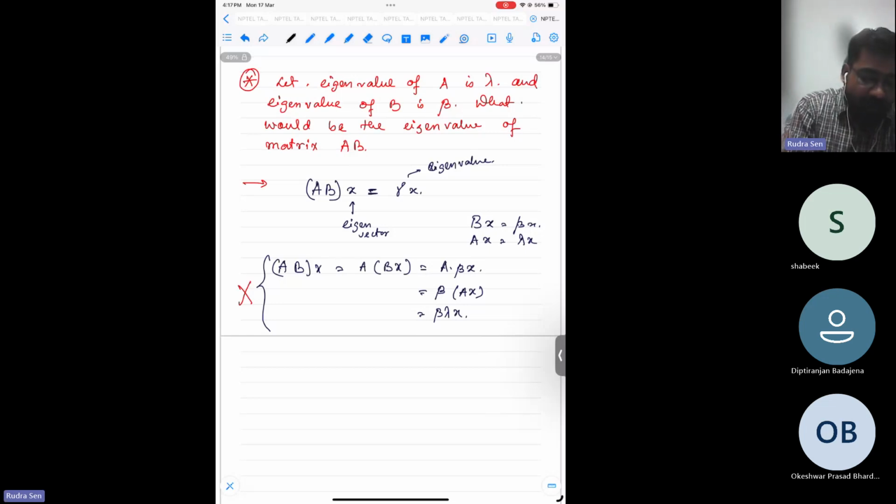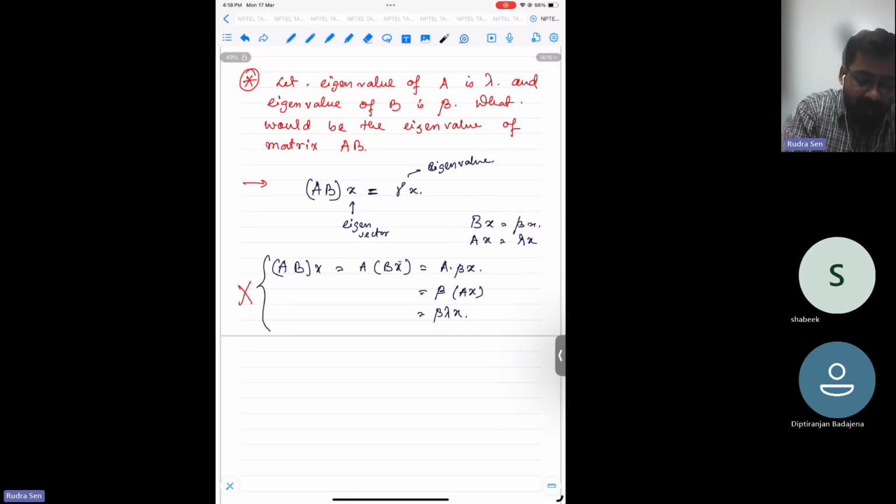So here we have already assumed that if X is the eigenvector of B, X is also an eigenvector of A, because this is only possible if X is an eigenvector of A, then we can write lambda times X. This is only possible if X is an eigenvector of B, then we can write beta times X, in this format, right? But here I have not said anything about A and B matrices sharing the same eigenvector. So we can't do this kind of thing. This is a completely wrong proof.